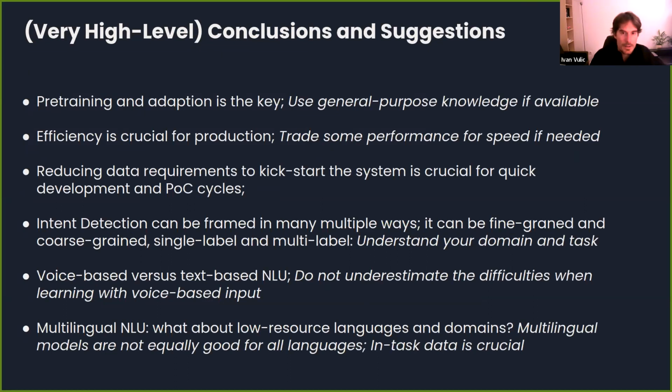And as the very final part of this talk, I listed some very high-level conclusions and suggestions. Pre-training and adaptation seems to be the key in current NLU with deep neural networks, where we need to leverage both high amounts of general purpose knowledge, but also much smaller, much more expensive amounts of in-task data. And efficiency is crucial for production, where it's typically okay to trade some performance points for speed if this is needed. And reducing data requirements on the annotation side means that we can kickstart the system much more quickly and get into production more quickly. It generates more data to improve the system. So this is very important.